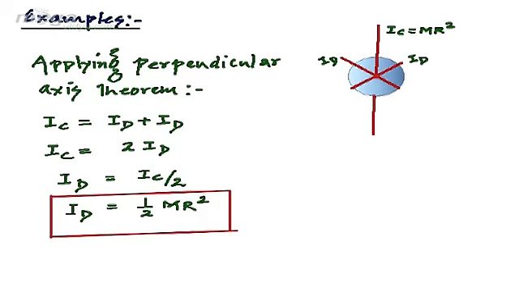But the first point to take into account when using the perpendicular axis theorem is that it is only valid for plane laminar bodies. Basically, we can say it is not valid for three-dimensional bodies such as a sphere, a cone, a hollow sphere, etc.